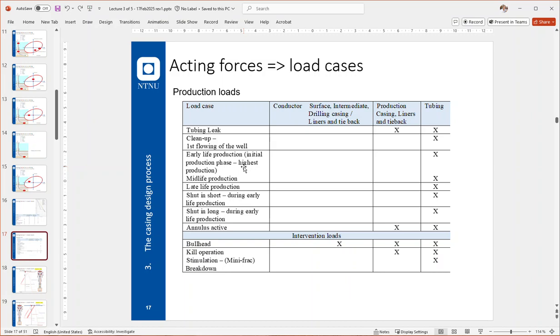Annulus active, that is again covering two situations. Cuttings re-injection, cuttings injection, grinding up the cuttings of oil-based wetted cuttings and slurrifying them and then pumping them into any formation that can receive this type of fluids.